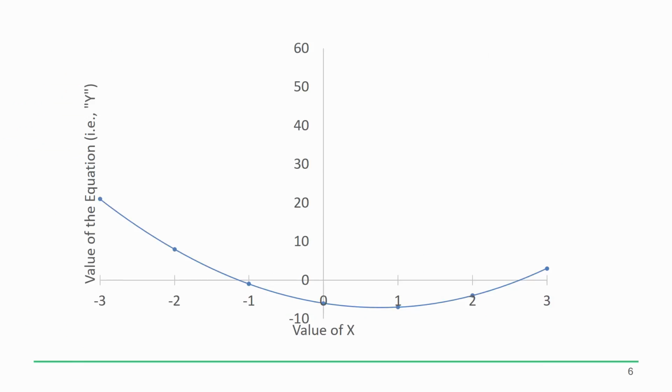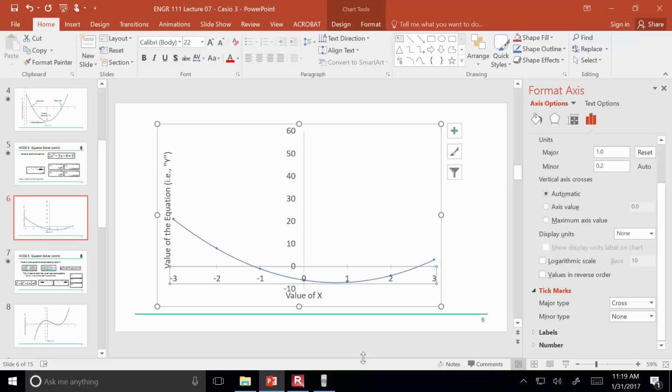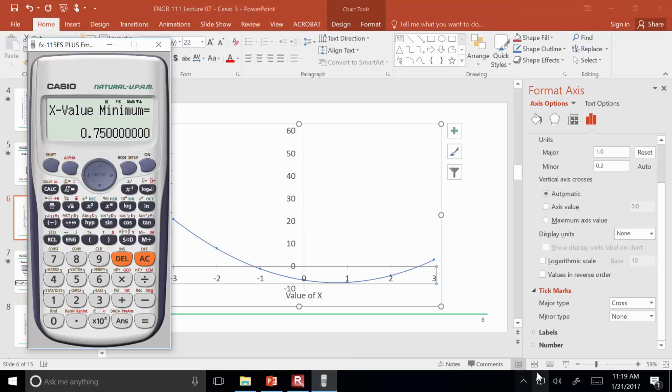All right. So the 0.75 is the lowest point of the curve. All right. Are there other questions? All right. So that's a pretty handy function.